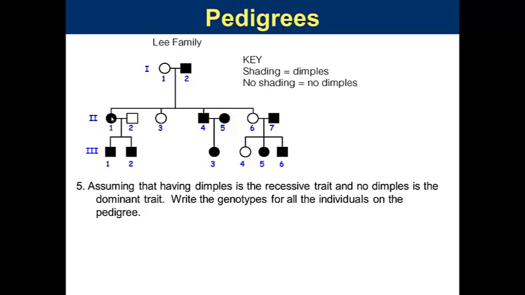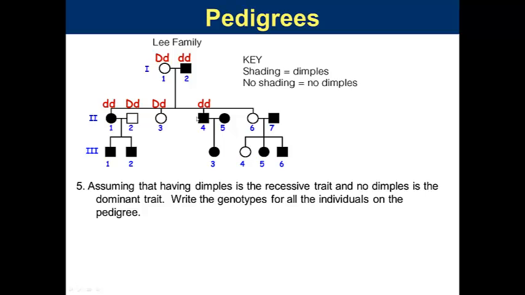Assuming that having dimples is a recessive trait and no dimples is a dominant trait, write the genotypes for all the individuals in the pedigree. So, no dimples is dominant, so she doesn't display dimples. He does, so he's little d, little d. She's little d, little d. He, because both of their offspring have dimples, he's big D, little d. She gets one dominant, so she's big D, little d, big D from mom and little d from dad.